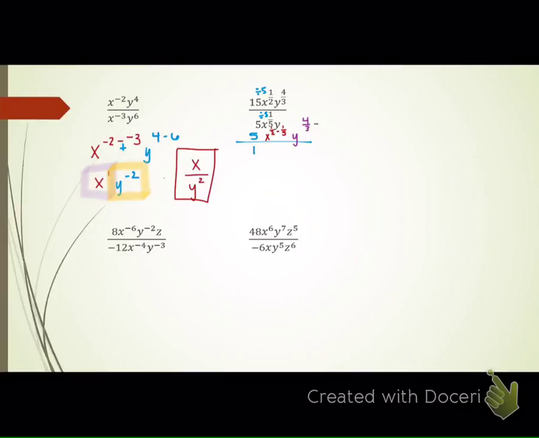Minus what? Perfect. Jayla says that there's no exponent there, so it has an exponent of 1. That's why she's subtracting 1. That was perfect.